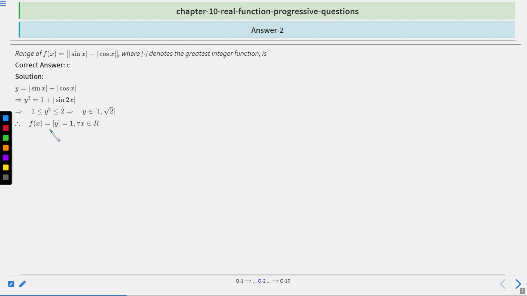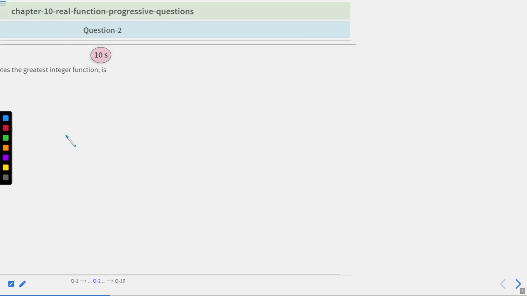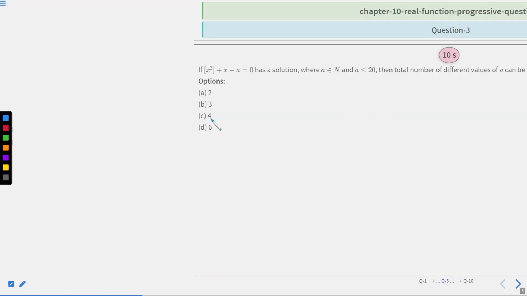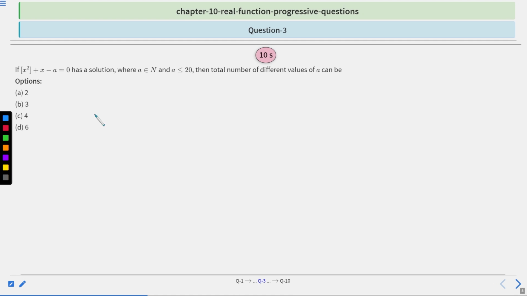Clear? Therefore, see, root 2 is basically 1.414, right? So y belongs to [1, 1.414], right? So the greatest integer function of y is basically 1, right? Clear? For all x belonging to real. Clear? So I think option C is the right choice, 1. Okay.